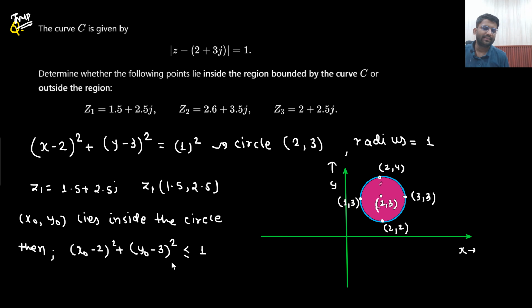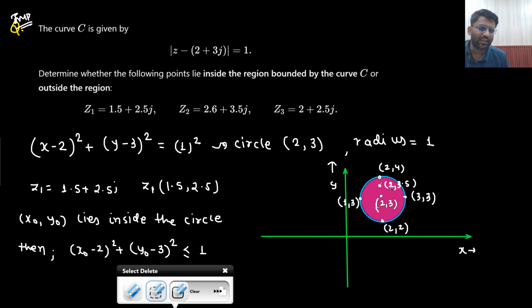2 comma 3 is lying inside. So if you put 2 comma 3 here, it would be less than 1 only. Any point you can take. Let's just say this point is x equals to 2, y equals to 3.5. Say yes or no? X equals to 2 only, y equals to 3.5 because this point is 4. So 2 comma 3.5 you put. What you will be getting? 0.25. Is it less than 1? Yes sir. It is surely less than equals to 1. What does that mean? That if a point is lying inside the circle, then this inequality will be satisfied.